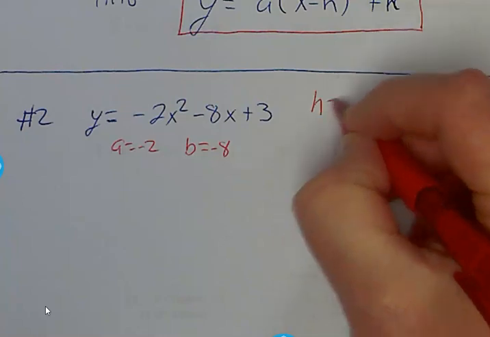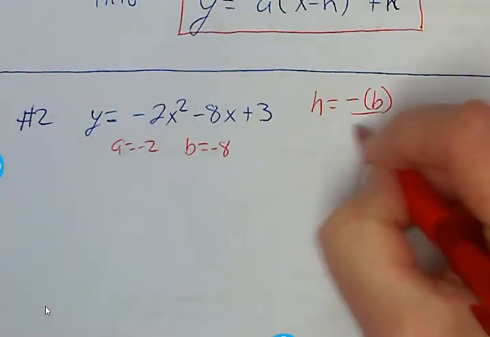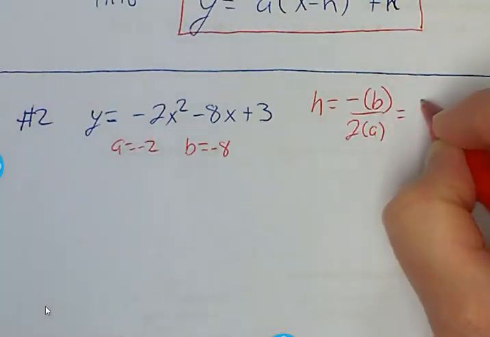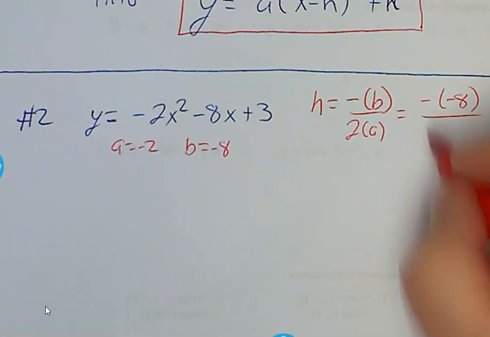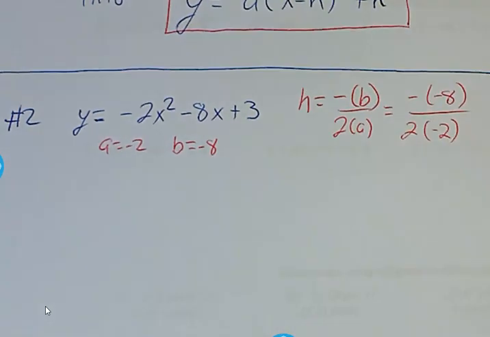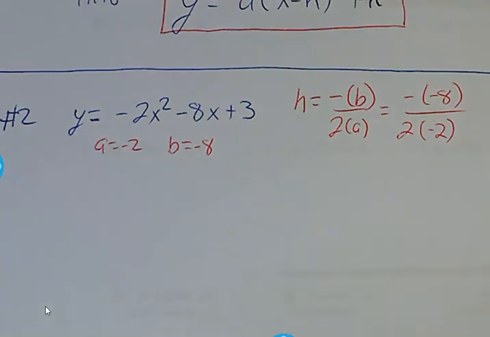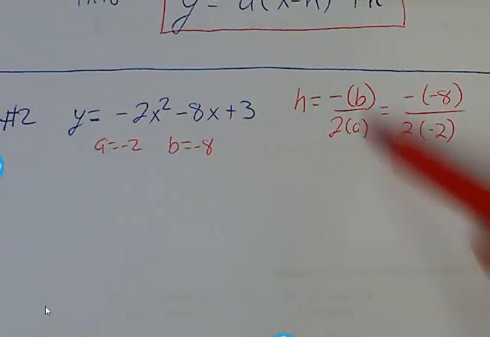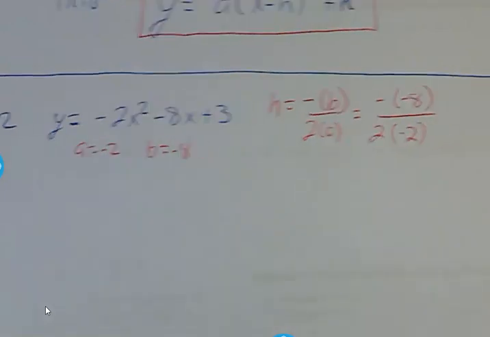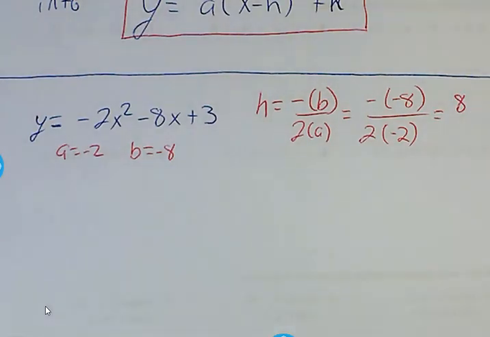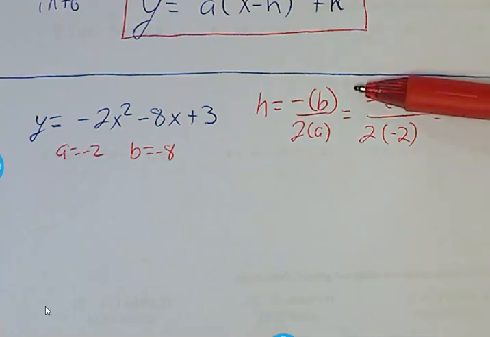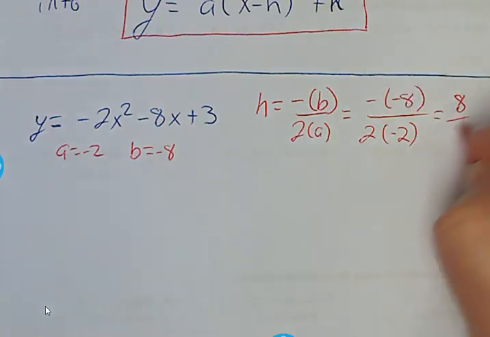All right, so to get the h value, it's the negative of b over 2 times a. So that's the negative of negative 8 over 2 times negative 2. And yes, every single time when you do this one, use the parentheses because that will make things a lot easier. So if you've got a minus negative, that makes the 8 a positive on the top. On the bottom, 2 times negative 2 is negative 4. So when you divide those two things, you get a negative 2.